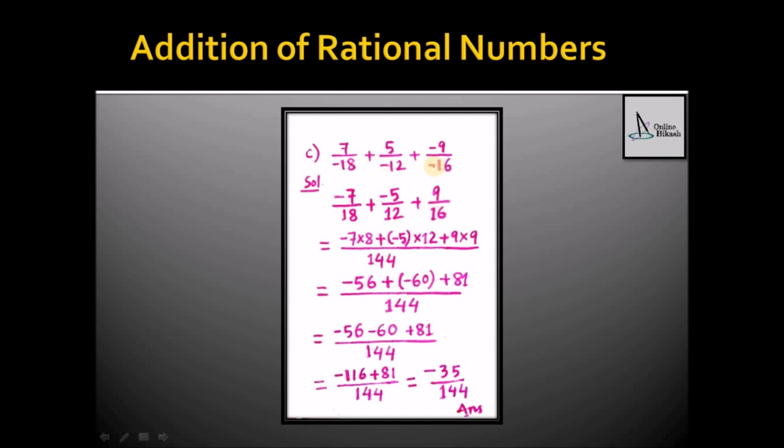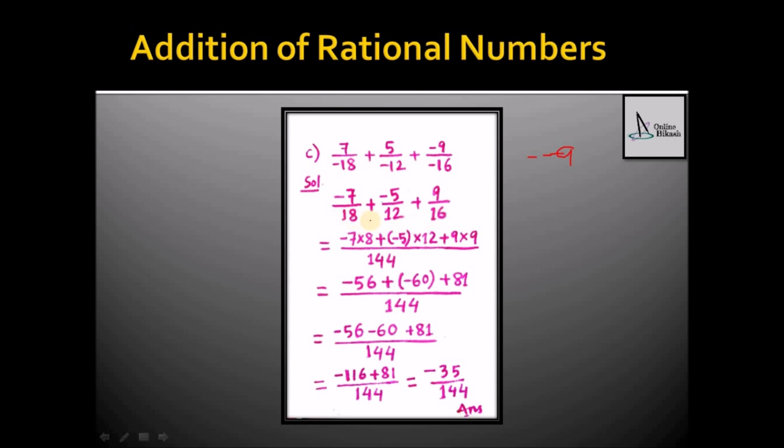Similarly, if you take this minus sign in front of this minus 9, imagine there is a minus 9, and you are putting one more minus sign before that. This minus sign you are taking to its numerator. So now you tell me, minus and minus will become what? Plus. So that's why it is plus 9 by 16.